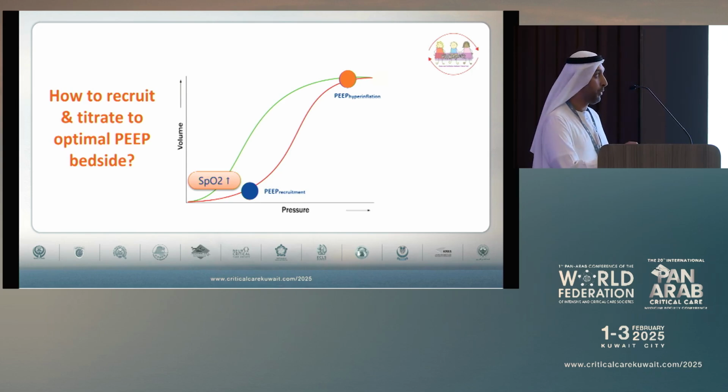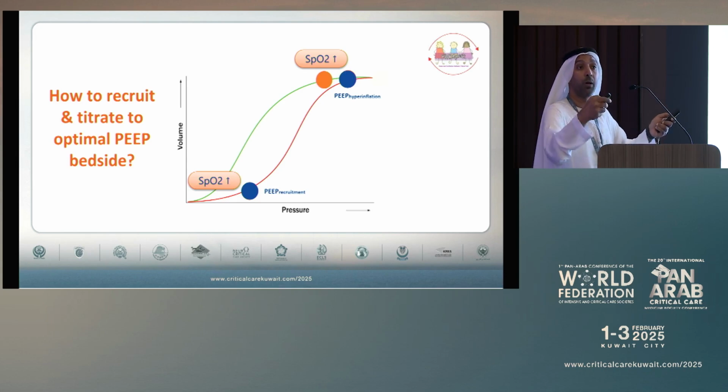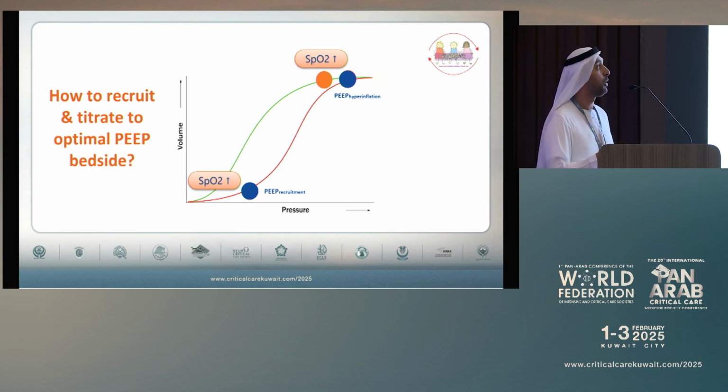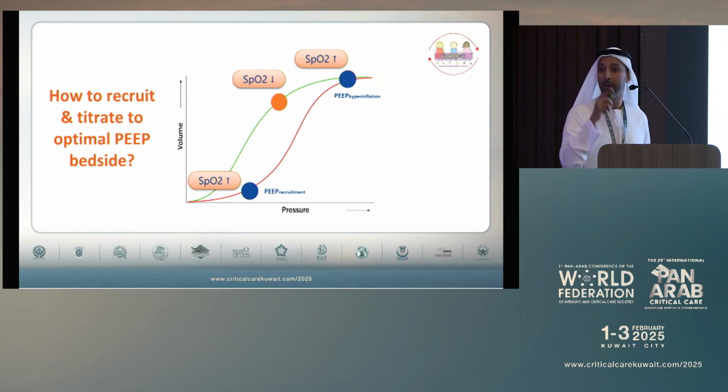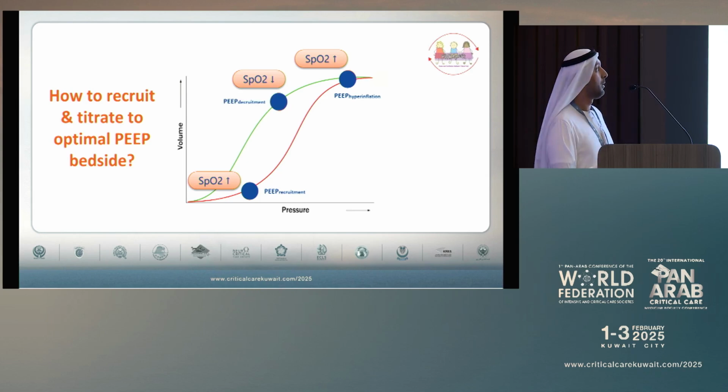So we come down on the PEEP by the same 2 centimeters, but slower now, not as fast as we were going up. Slower means every 10 minutes. As we come down, saturation will improve because we are less hyperinflated at this stage. We keep going down until we see the saturation fall. That's called PEEP de-recruitment. So the optimal PEEP is around this point, this is the safe area.